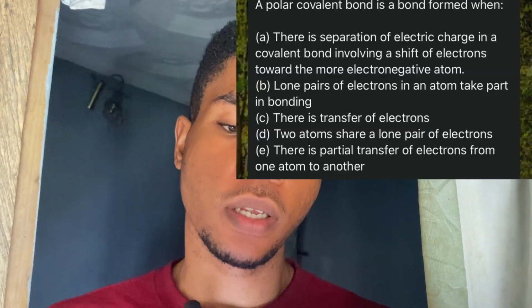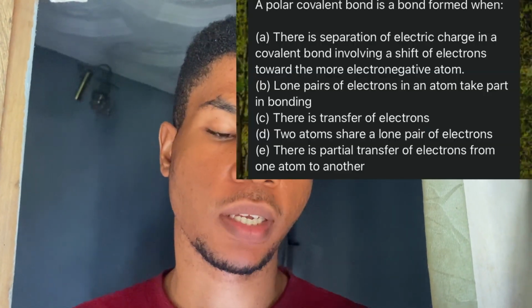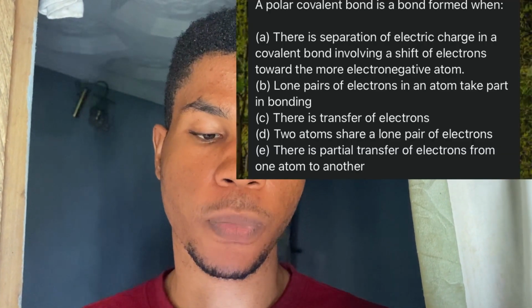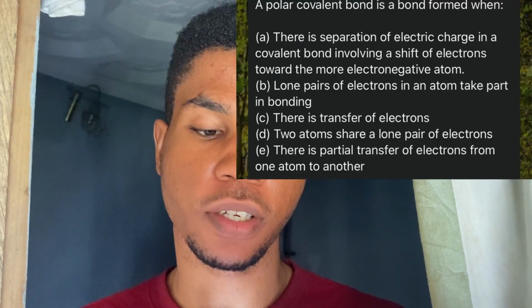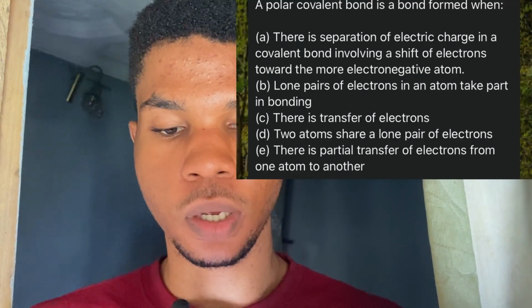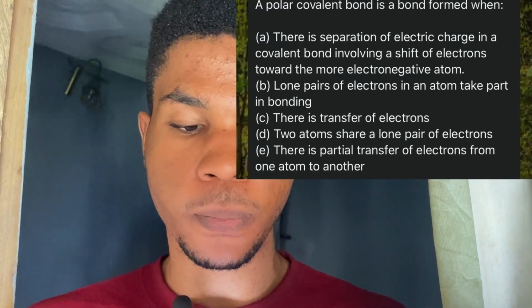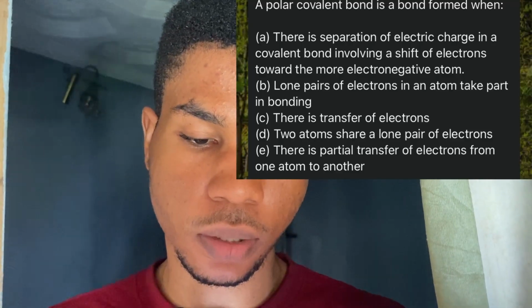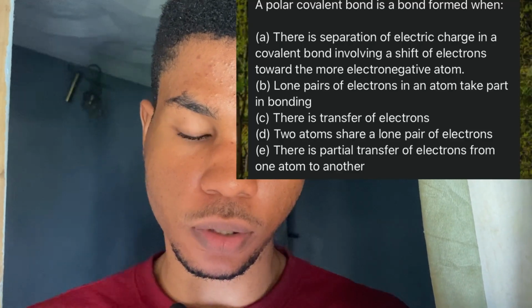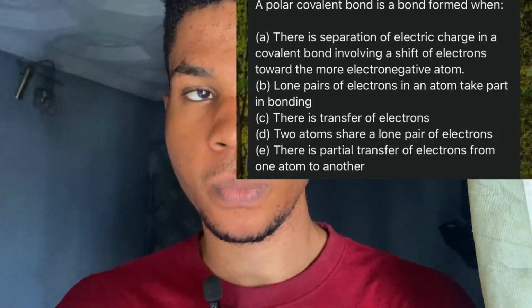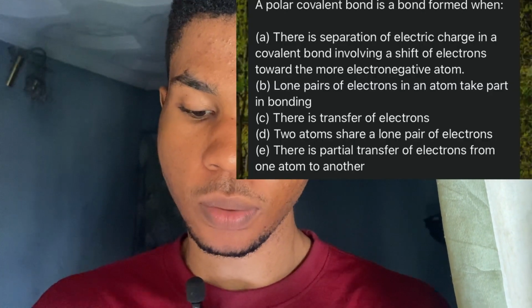A polar covalent bond is a bond formed when: A. There is separation of electric charge in a covalent bond involving a shift of electrons towards a more electronegative atom. B. Lone pairs of electrons in an atom take part in bonding. C. There is transfer of electrons. D. Two atoms share a lone pair of electrons. E. There is partial transfer of electrons from one atom to another.